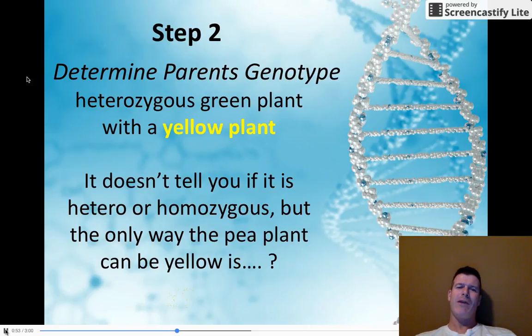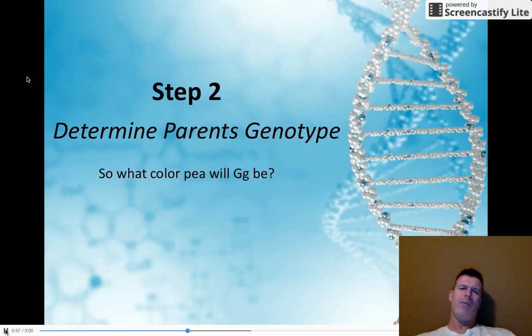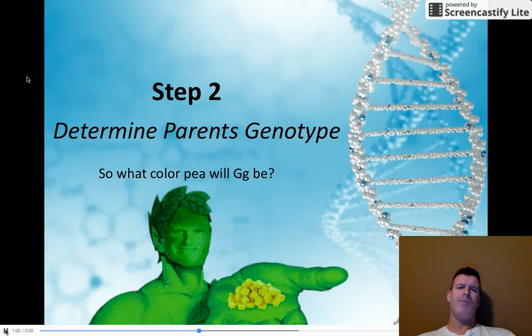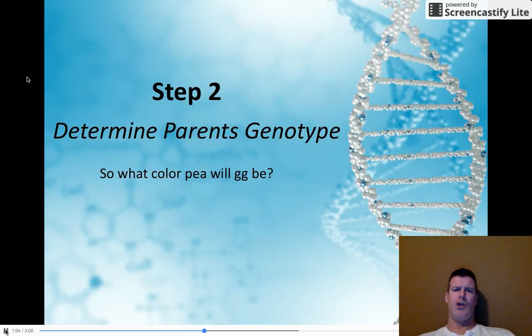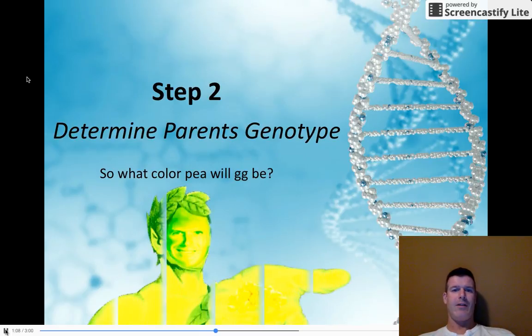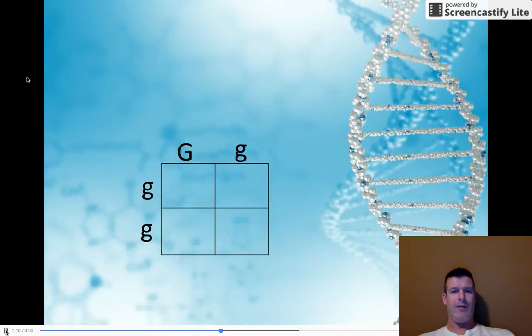All right, so once we have the parents figured out, we can set up the Punnett square. But first of all, what is big G little g? Green or yellow? You got it. It's green. Jolly green giant. The little g is going to be yellow because there is no big G to make it green. So now we have our Punnett square set up.